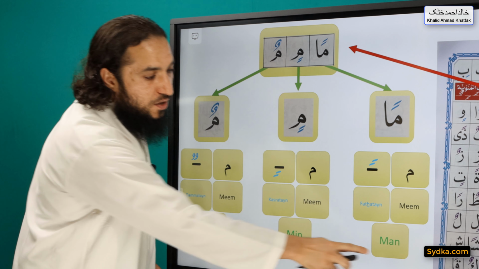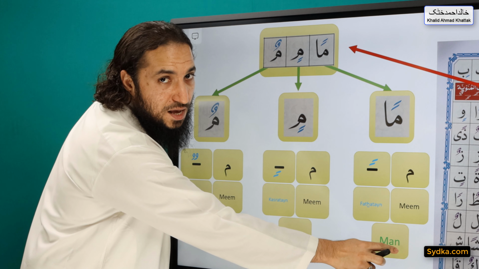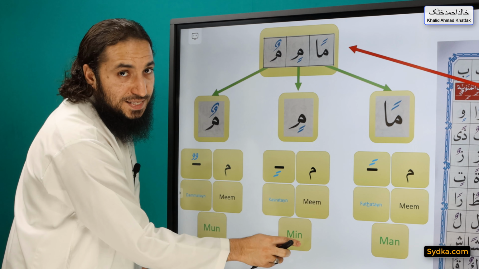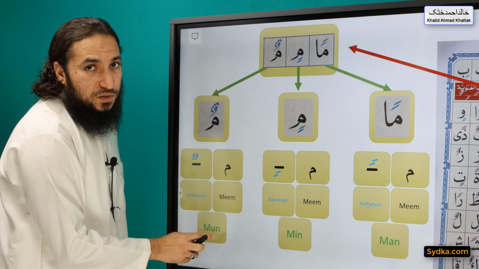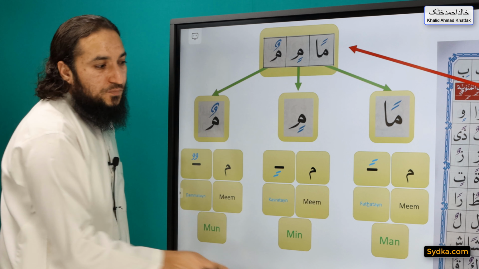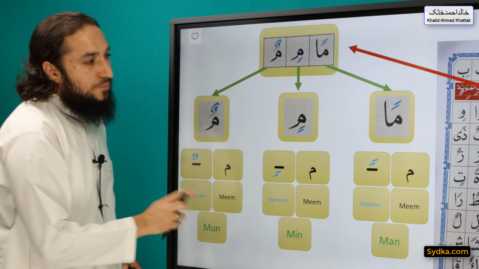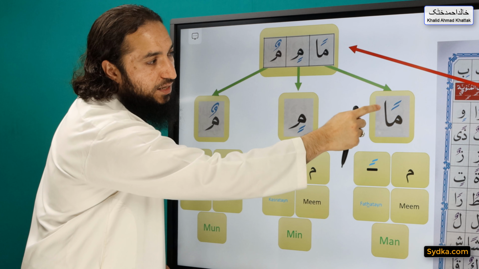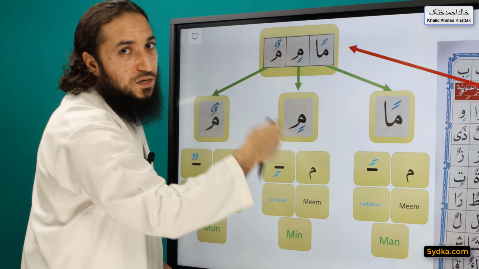Just to recap, for fathatain we add an sound to the letter. For kasratain we add in sound, and for dhammatain we add un sound. Man, min, mun. And a recap for that is whenever a letter has fathatain, it has alif, but that alif is silent.